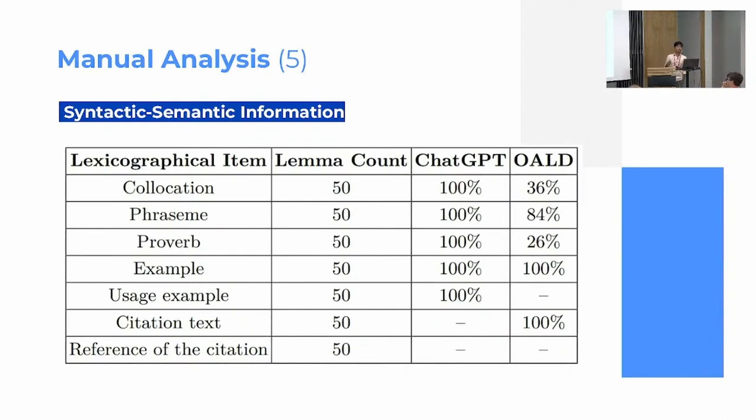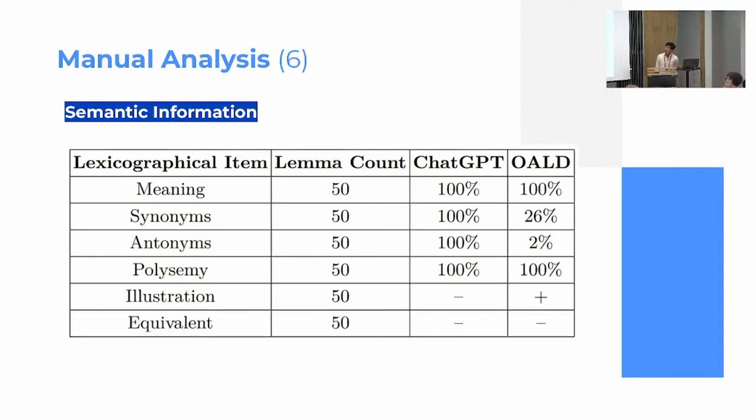This also has to be discussed, because do we consider ChatGPT as a lexicographer? According to Wiegand, usage examples are actually written by lexicographers. So if we consider ChatGPT as a lexicographer, then it is a usage example and not a citation text as in Oxford. And then the next one, semantic information.